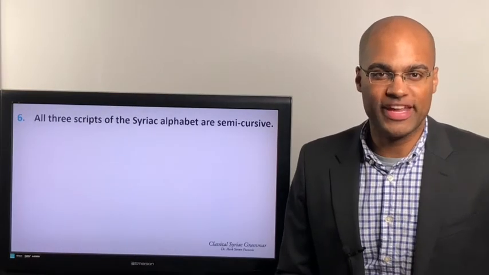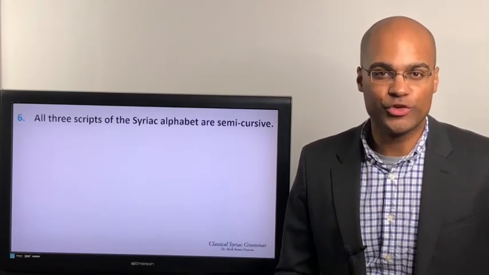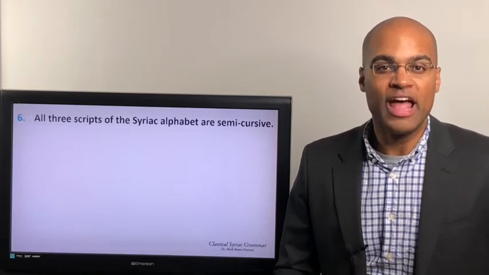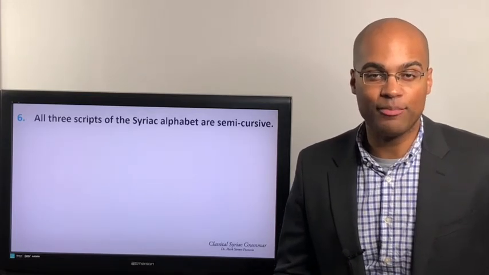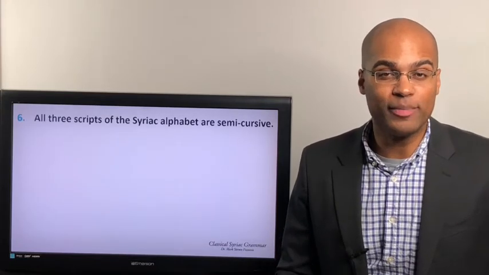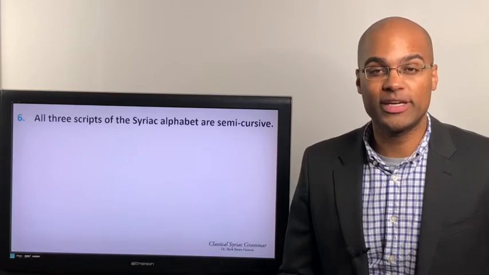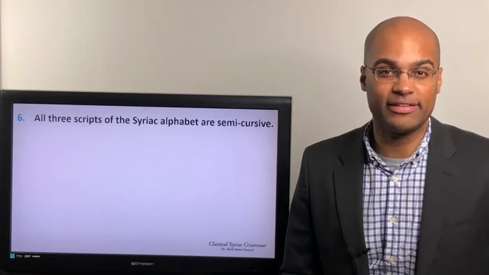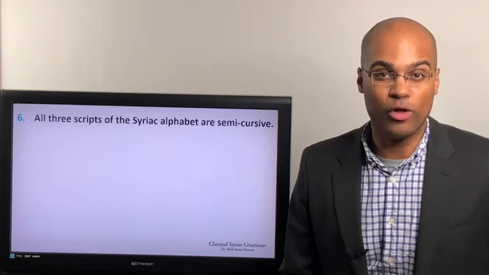So the 6th important thing to know about the Syriac alphabet is that the Syriac alphabet in all 3 scripts is a semi-cursive script. And that means that for the most part, the letters of the Syriac alphabet can be attached either to the letter that comes before them or the letter that comes afterwards, sometimes to both as well. Although there are some letters that can only be attached to the letter that comes before, there are some letters that can only be attached to the letter that comes afterwards, and there are some letters that have to be written independently. So Classical Syriac is a semi-cursive script in all 3 scripts.